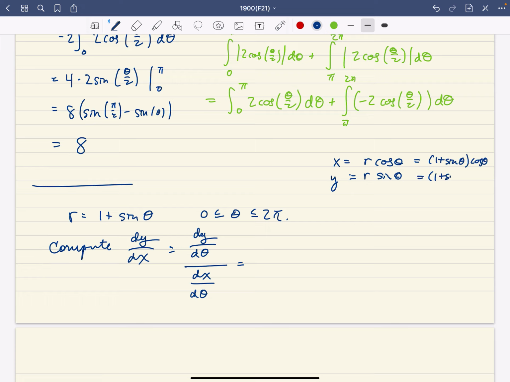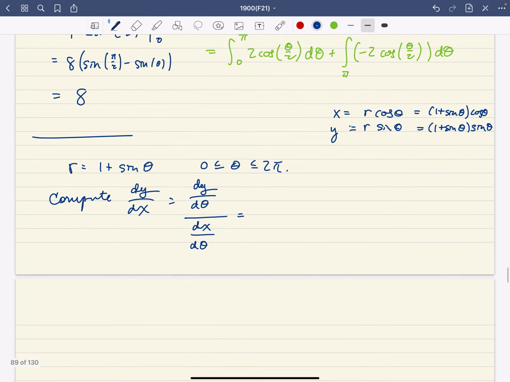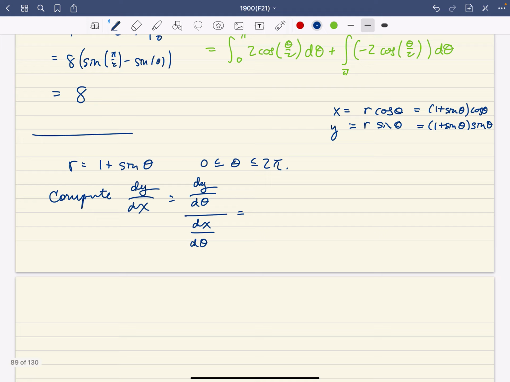So we get 1 plus sine theta times cosine theta for x, and 1 plus sine theta times sine theta for y. And then what we're going to do is differentiate each term here. Let's compute the derivative, and then after we compute the derivative, let's find all the values theta where the curve r equals 1 plus sine theta has a vertical or horizontal tangent line.